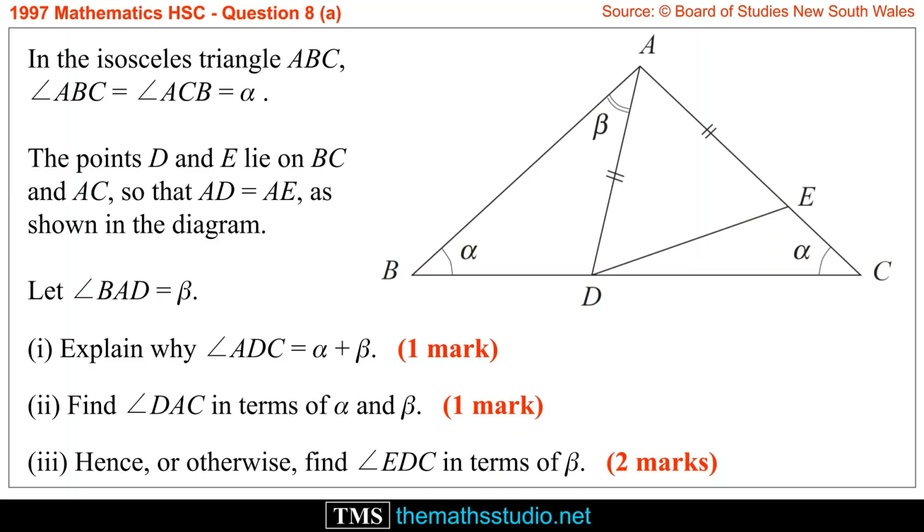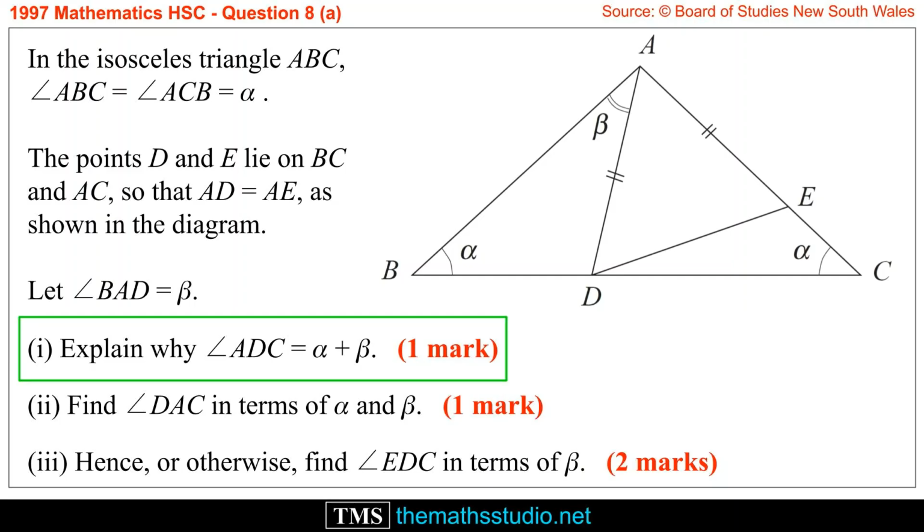Question 8, Part A. In the isosceles triangle ABC, angle ABC equals angle ACB equals alpha. The points D and E lie on BC and AC so that AD equals AE as shown in the diagram. Let angle BAD equal beta. Part 1. Explain why angle ADC equals alpha plus beta.